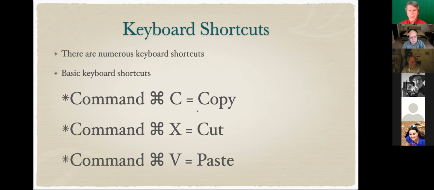Command X is cut. So unlike copy, it takes it away from where it was. So it's not there anymore, and then it puts it where you want to have it next. And the way you do that is with Command V. V as in Victor for paste. Now, Command C for copy, that's pretty easy to remember. Command X, that's kind of like cutting.